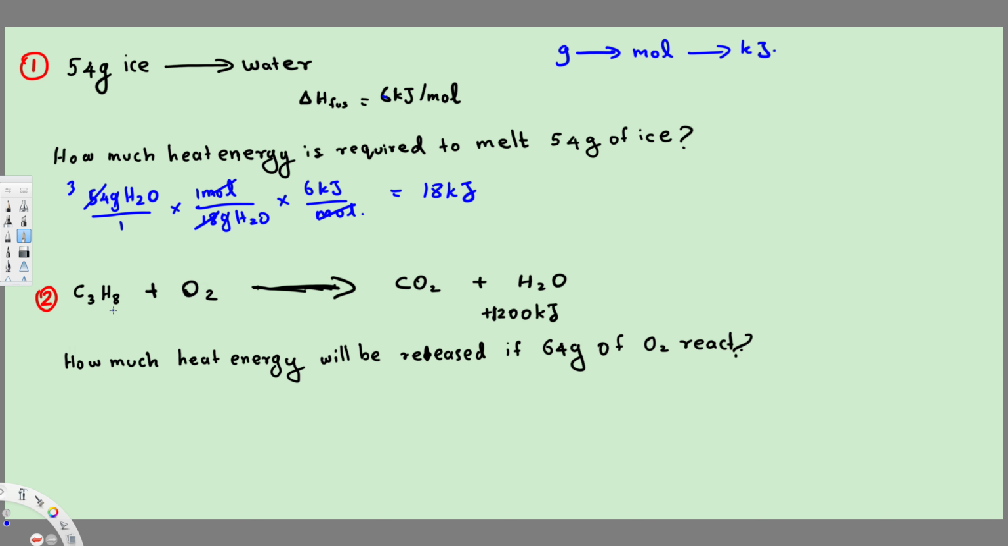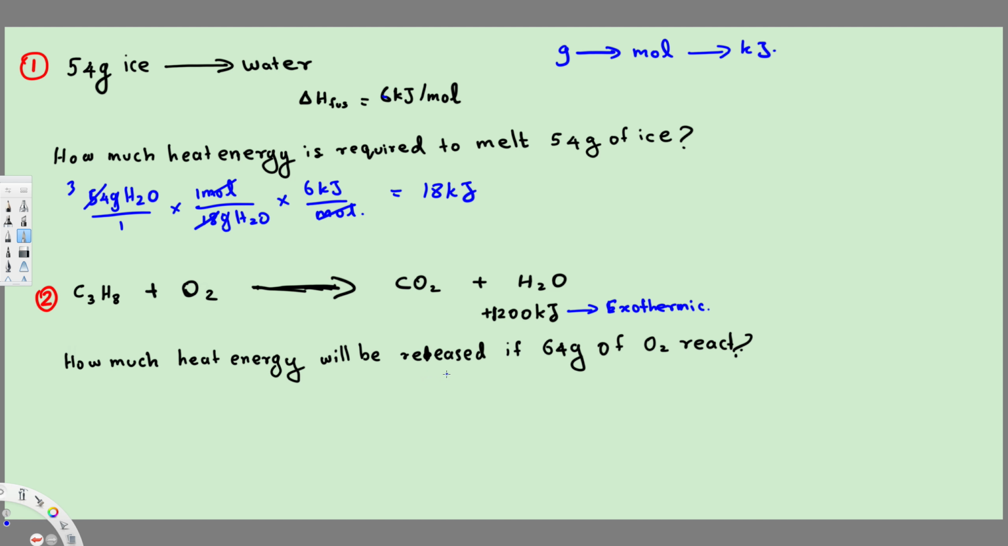We have a combustion reaction, C3H8, that's propane, reacts with oxygen giving us carbon dioxide and H2O. And if you notice, we have this plus 1200 kilojoules on the right side. Also we don't have the delta H. So it means it's an exothermic reaction. Whenever we have something on the right side, it's exothermic. If you have something on the left side, that's endothermic, right? So let's write this one down. So this is exothermic. It means heat is released, right?